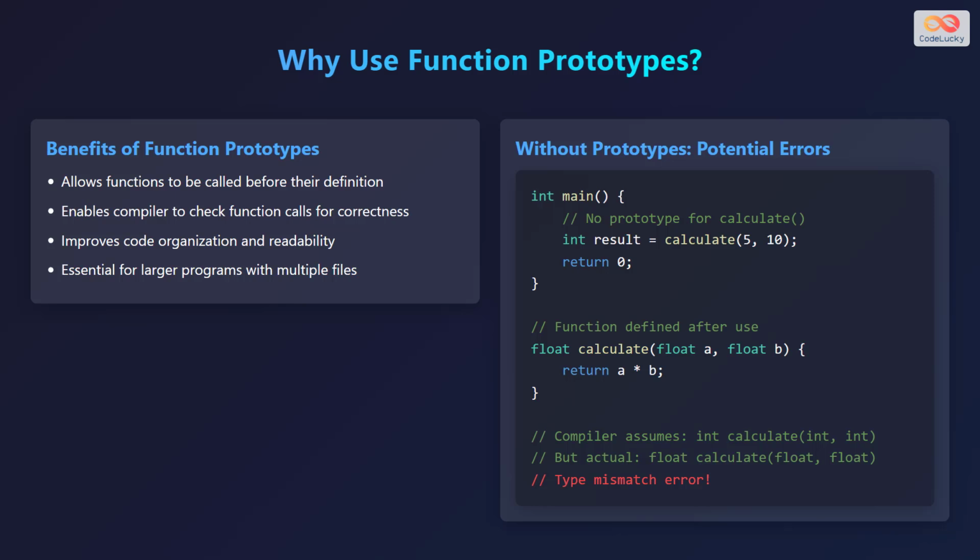Look at the code snippet here. There is no prototype for the calculate function. The function is defined after it is used. Here the compiler assumes that the calculate function will take two integer parameters and return an integer. But the actual function calculates the product of two floating point numbers. So there is a type mismatch error. To avoid this, function prototypes are extremely useful.